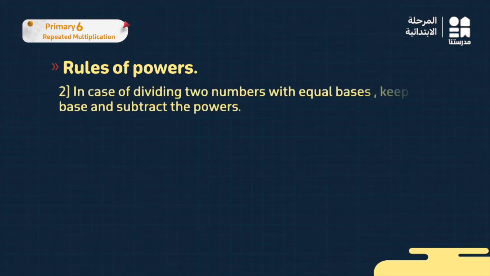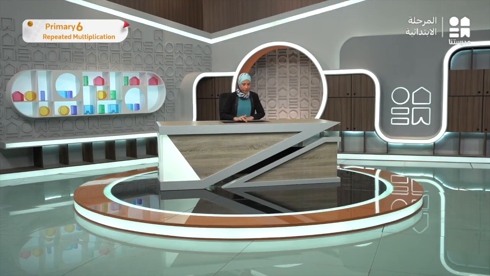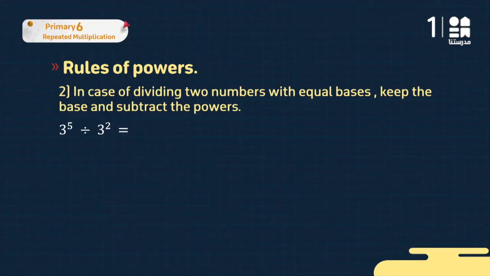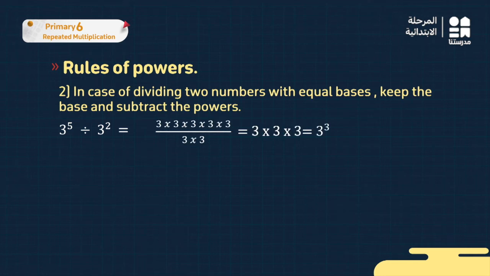Rules of powers, the second rule. In the case of multiplication, I was adding the powers. So with dividing, what am I supposed to do? I am supposed to subtract if I have the same base. So in the case of dividing two numbers with equal bases, keep the base and subtract the powers. So let's have an exercise like 3 to the power of 5 divided by 3 to the power of 2. I have a division. What am I supposed to do here? I will write the same base, 3, and subtract 5 minus 2. So 5 minus 2 gives me 3.